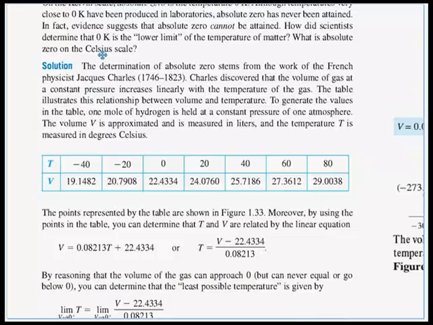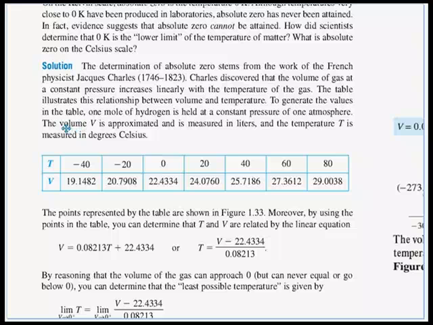Well, the determination of absolute zero stems back to the work of French physicist Jacques Charles in the 1800s. He discovered that the volume of gas at a constant pressure increases linearly with the temperature of the gas. If you have it at a constant pressure and raise the temperature, the gas expands. If you chill the gas, it will contract. So the table illustrates this relationship between volume and temperature.